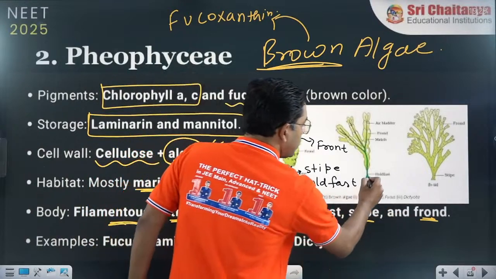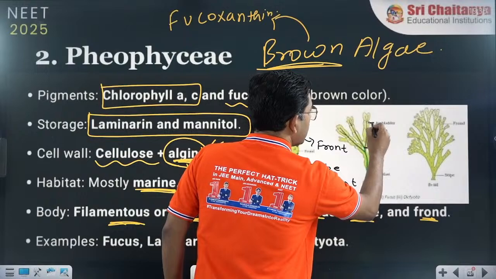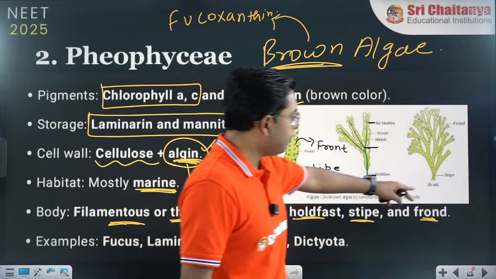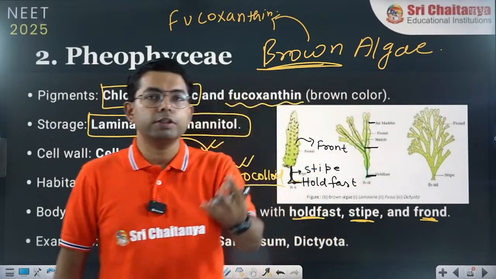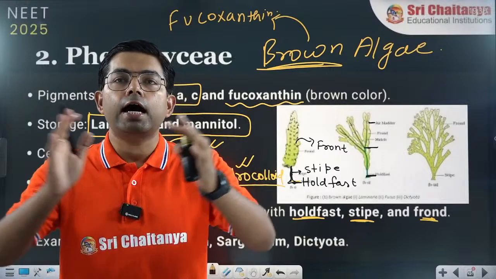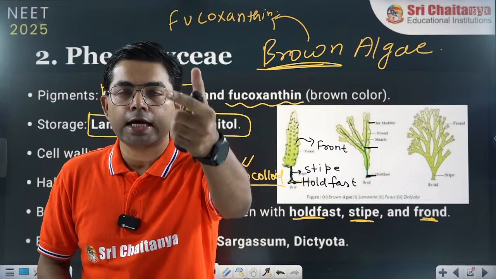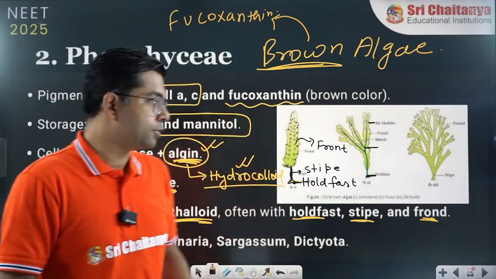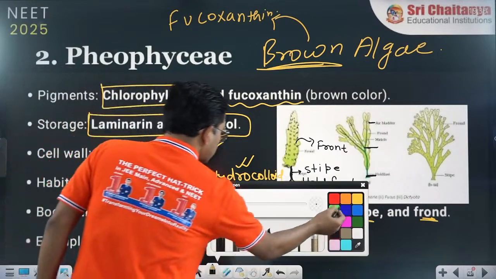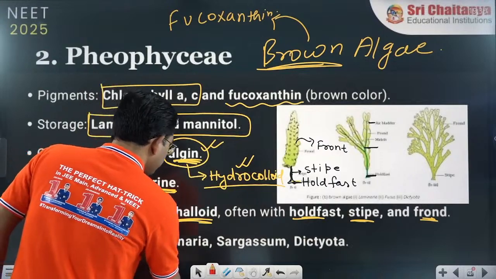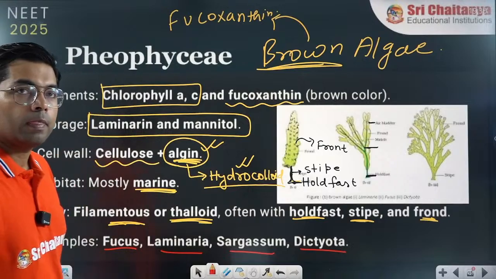So here this part will be the holdfast, this part will be the stipe and this part will be the frond. In the same way, holdfast, stipe and frond. Frond is the photosynthetic part. So brown algae is large in size. So their body is divided into holdfast, stipe and frond, three types. Then their examples: Fucus, Laminaria, Sargassum and Dictyota. These are the examples. So is it clear?